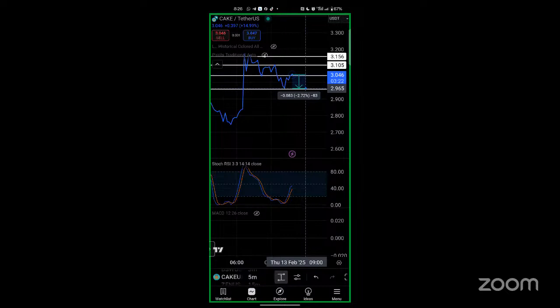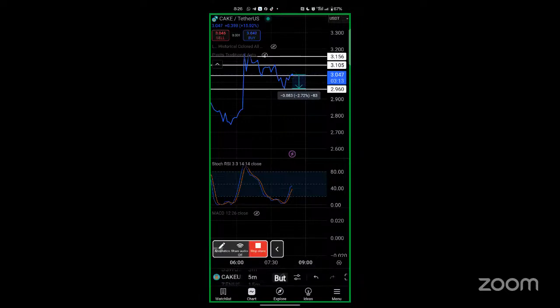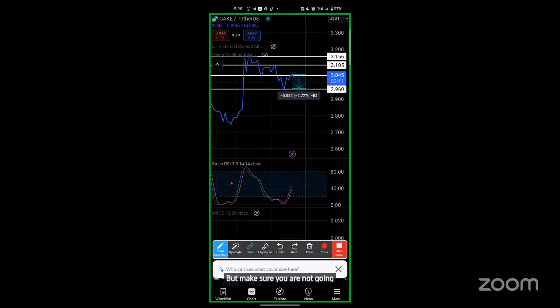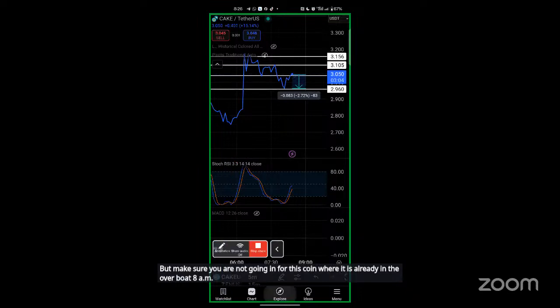So you, a person who loves trading coins, go to a lower time frame, and you can comfortably make money. But make sure you are not going in for this coin when it is already in the overbought area. Is that hard?